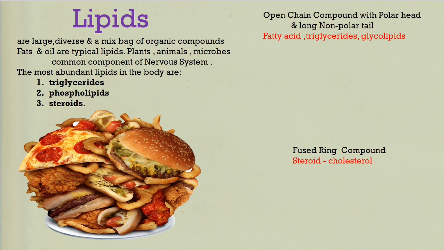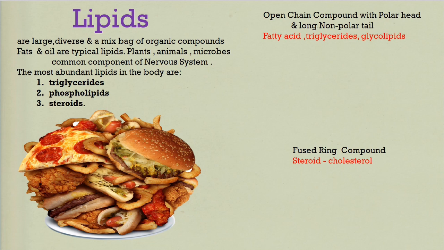Lipids are a large, diverse, and mixed bag of organic compounds. Fats and oils are the typical examples of these lipids. This can be found in plants, animals, and microbes. In human beings, this is the most common component of the nervous system. And there's an abundance of this, particularly the triglycerides, the phospholipids, and the steroids.